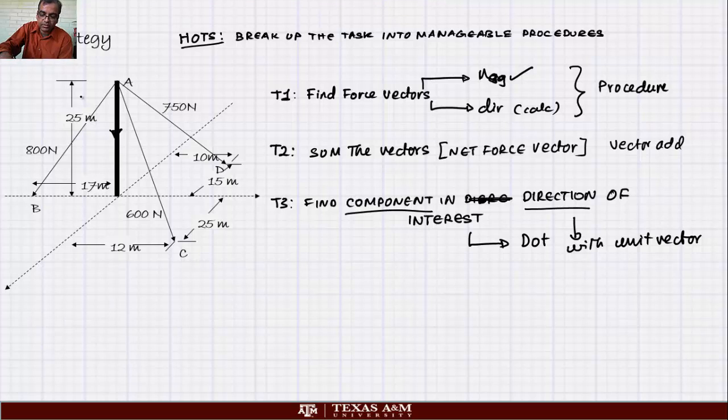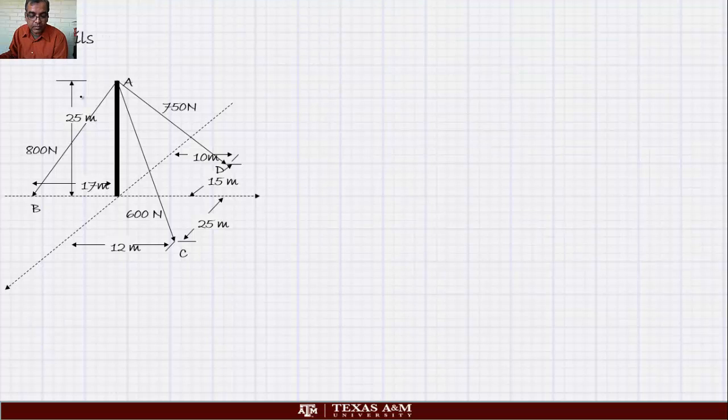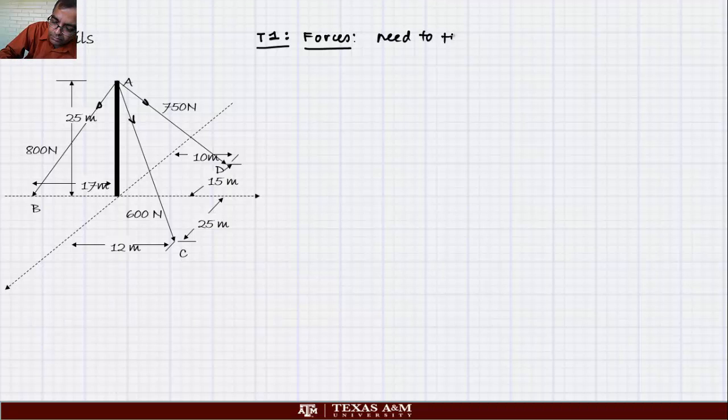I've written all the numbers out there, so you know what is what. So let's go and figure this out. Okay, now we are at the details. So let's start with task 1. Forces. Magnitudes are already known: 800 newtons, 600 newtons, 750 newtons. I need to calculate directions. So I need to find EAB, EAC, EAD.